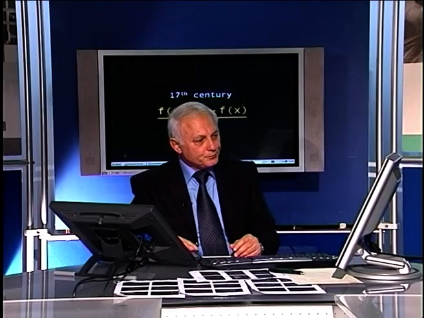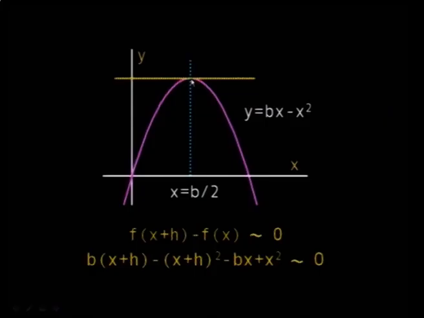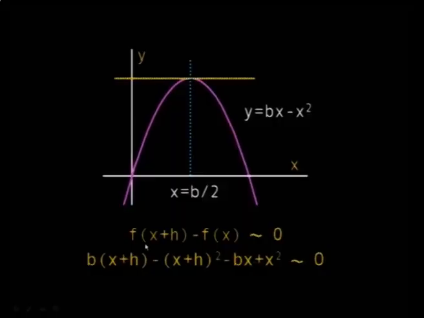Now suppose he wants to calculate, for example, the maximum of the function. What he said is that it's the point at which there is not much change in y and there is a little bit of change in x. So he subtracted f of x plus h minus f of x, and he set that to 0, and he substituted in his expression here, and then he discarded h and h squared, and he arrived at this point here, x is equal to b over 2.